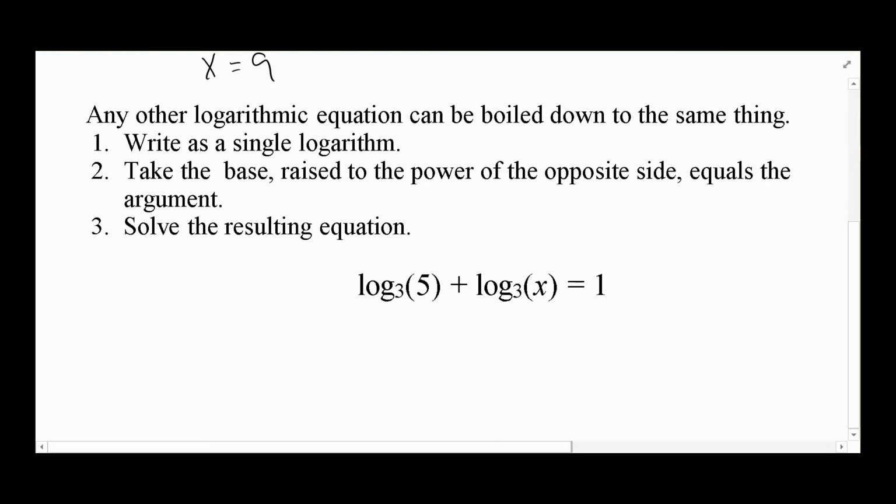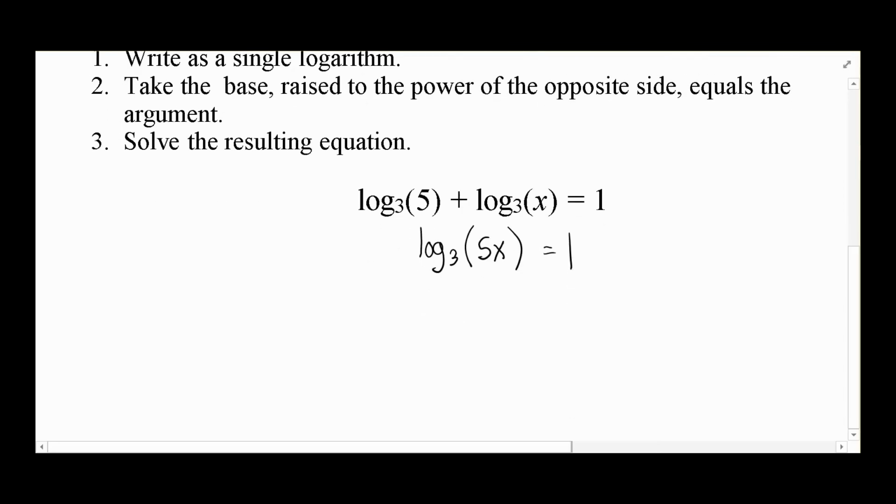So what's going to happen, though, is that these are going to get a little trickier. So in this case here, we don't have a single log on one side, so we make it that way. And that's what we did earlier, we learned how to use the properties of logs to do that. Or actually, we did it last lesson, excuse me. So we use the properties of logs to say, hey, if I'm adding 2 logs together, then I can multiply their arguments. Now that I have a single log on one side, number on the other, then I can take the base raised to the power of the opposite side equals the argument.